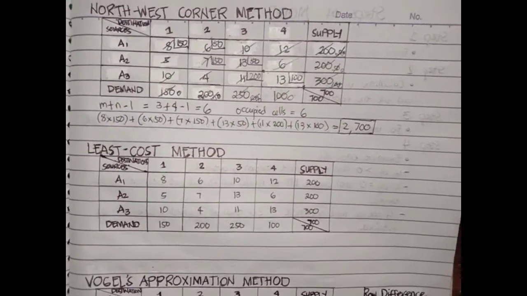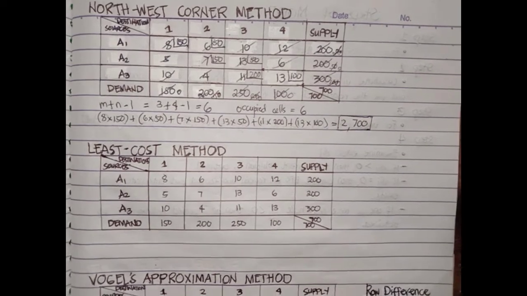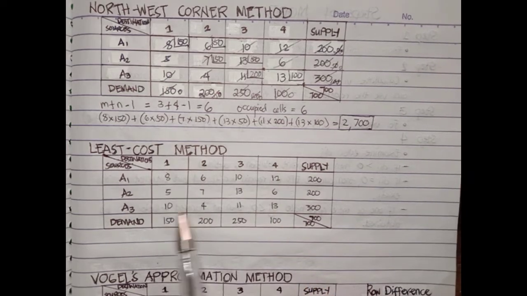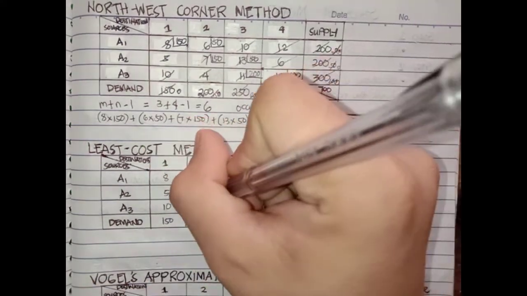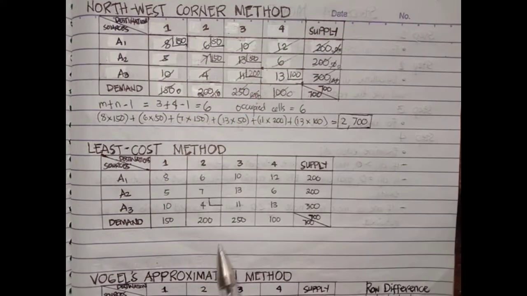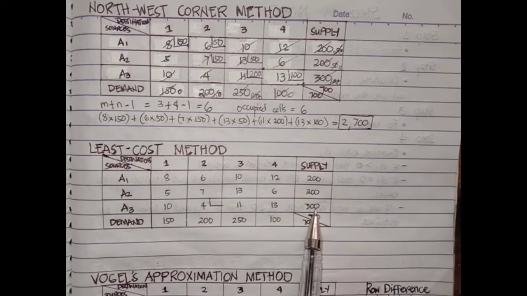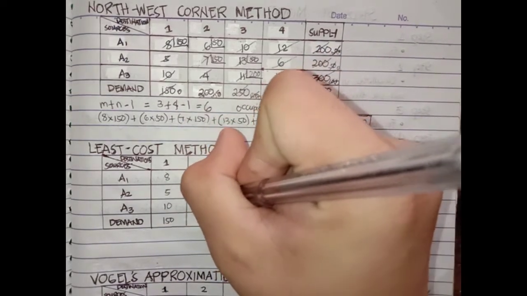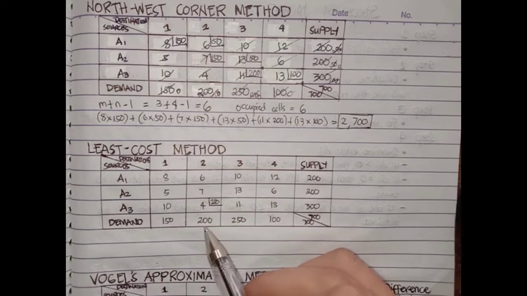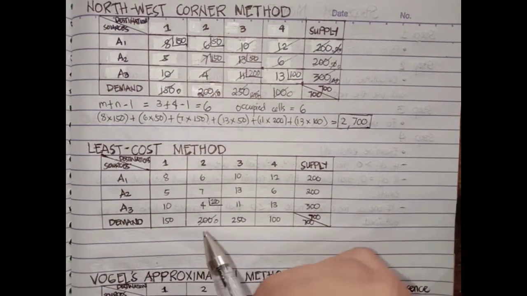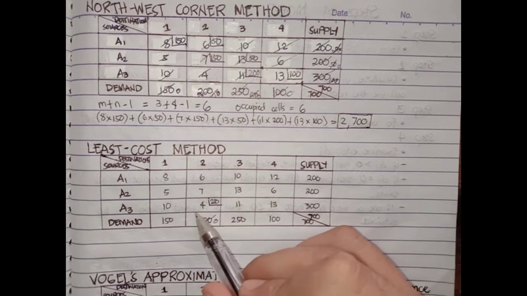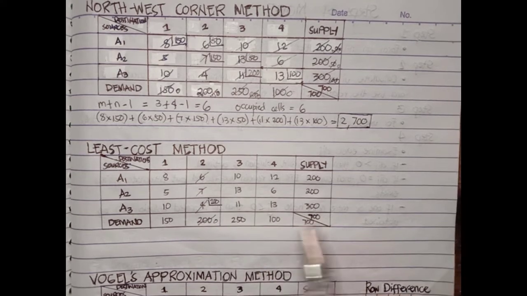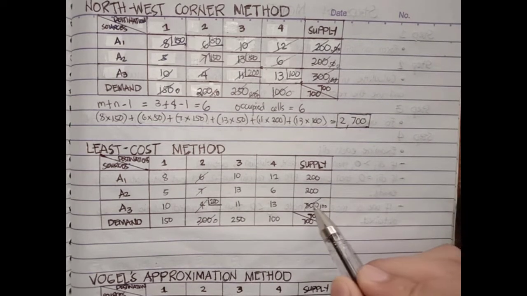So in the least cost method, we will find the least value here in this table. So we'll allocate in the least value. We have 4 as our least value, so we will allocate in this cell. So 200 and 300. Where is the smallest number? It's 200, so we'll allocate 200 here. 200 minus 200 is equal to 0. Since this column is already 0, we will no longer allocate in this column. 300 minus 200 is equal to 100. So we have remaining 100 here.